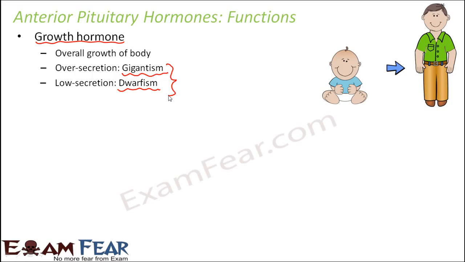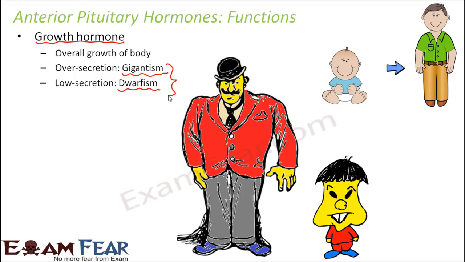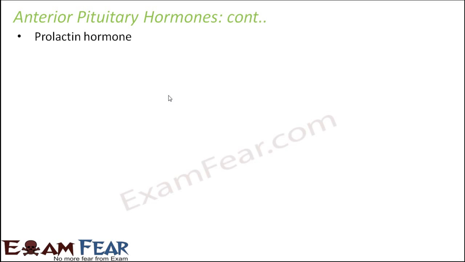Another very important point is that not only the growth hormone, every hormone present in our body should be present in the desirable amount. It should neither be in excess nor be less. So here you can see how gigantism and dwarfism can take place due to over or low secretion of the growth hormone. The next hormone that we will talk about is prolactin.